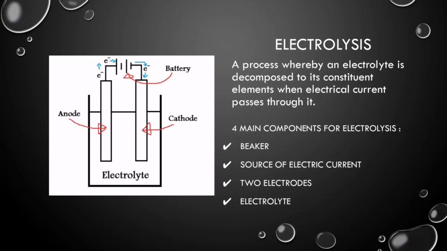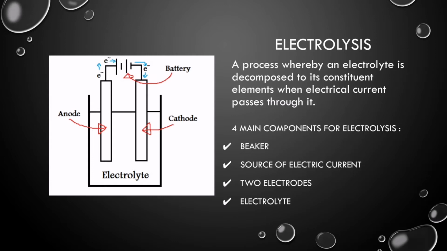What is electrolysis? Electrolysis is a process whereby an electrolyte is decomposed to its constituent elements when electrical current passes through it. There are four main components for electrolysis. Number 1 is the beaker. Number 2, source of electric current. Based on the picture, the source of electric current is the battery. Number 3, two electrodes, which is the cathode and anode. And number 4 is electrolyte.